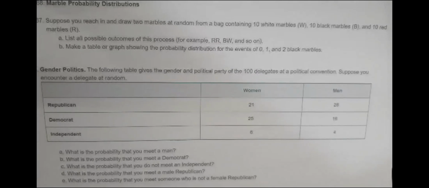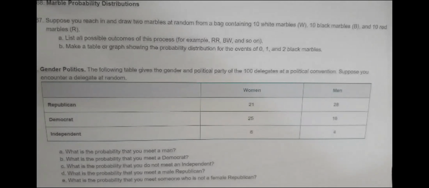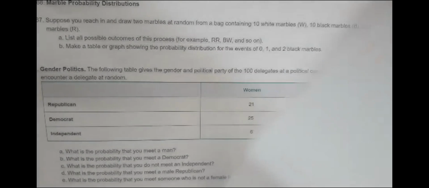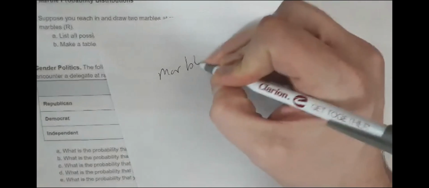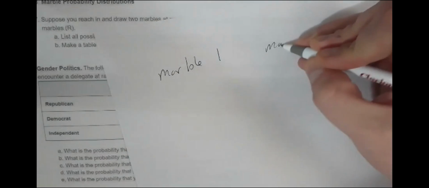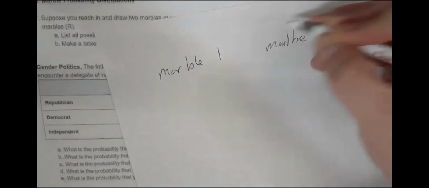Suppose you reach in and draw 2 marbles at random from a bag containing 10 white, 10 black, 10 red. List all possible outcomes of this process. How many different ones should we get? That's the first thing you should probably ask yourself. How many different outcomes?